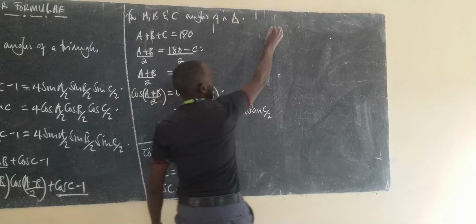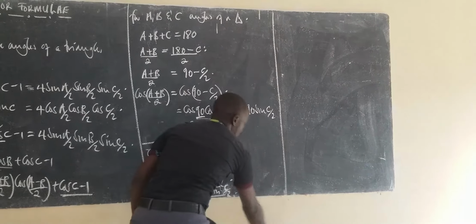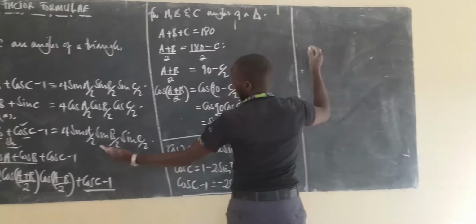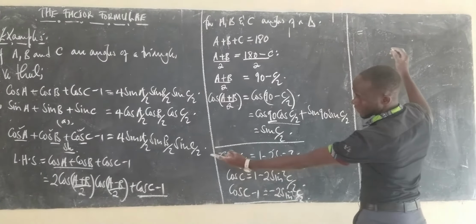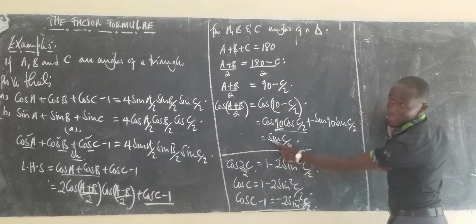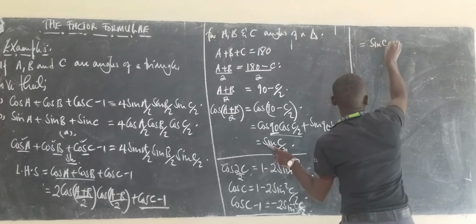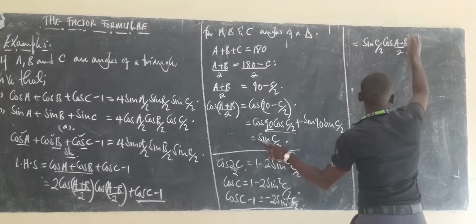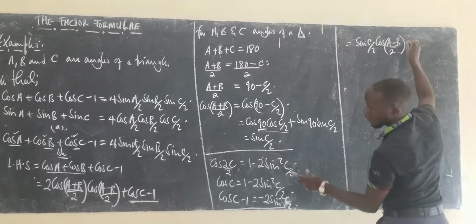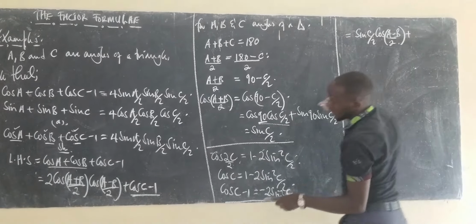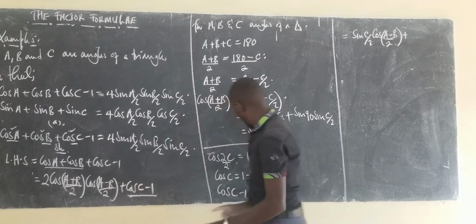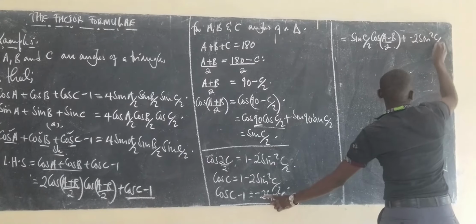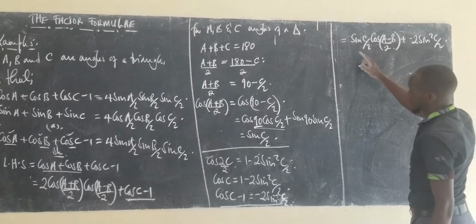Now, when you come here, I'm assuming I'm still sloping with this. So we shall have the left hand side still equal to, instead of cos (a plus b) over 2, we substitute it with this. So we shall have sine c over 2 cos (a minus b) over 2. Then, with the plus, instead of cos c minus 1, we are substituting with negative 2 sine squared c over 2.